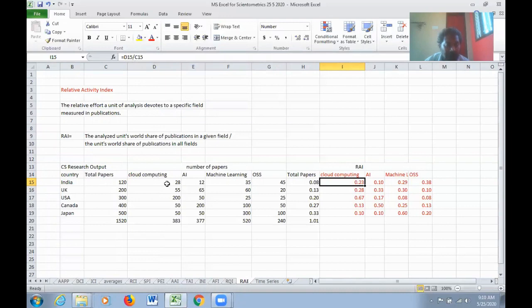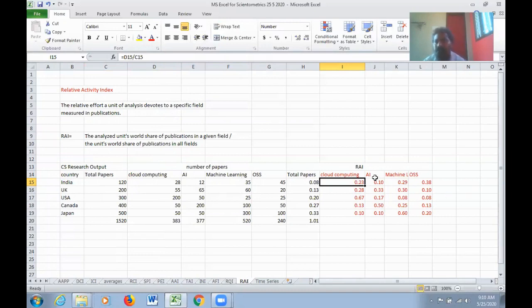This is the number of papers published by India during the given period of time on cloud computing divided by C15. What is C15? Total papers published by India in computer science. So total papers and number of papers published in cloud computing. Very simple calculation. Only thing is having a very big name and formula for all the things. Nothing but the proportion of cloud computing papers published by India in a given period of time to the total papers published by India in the big domain called computer science.